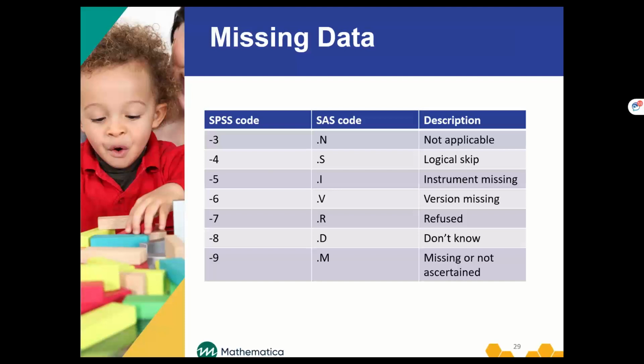Version missing occurs when an item was not included in the version of the instrument administered to a particular case. For example, some questions were asked of teachers in the staff-child report that were not asked of home visitors and vice versa. Since these data are together in the child file, questions that were not asked of a teacher or home visitor are marked with a .v.